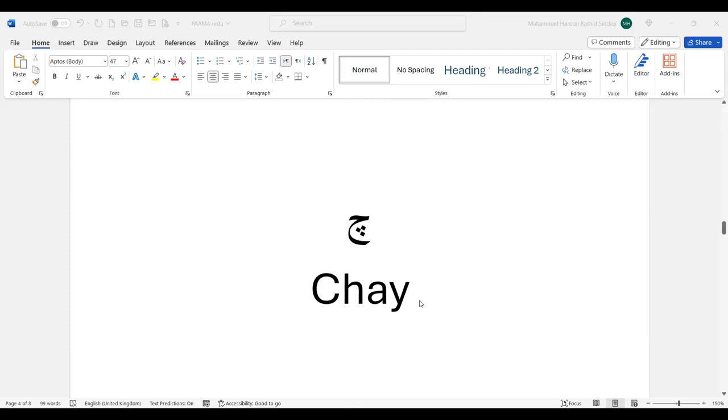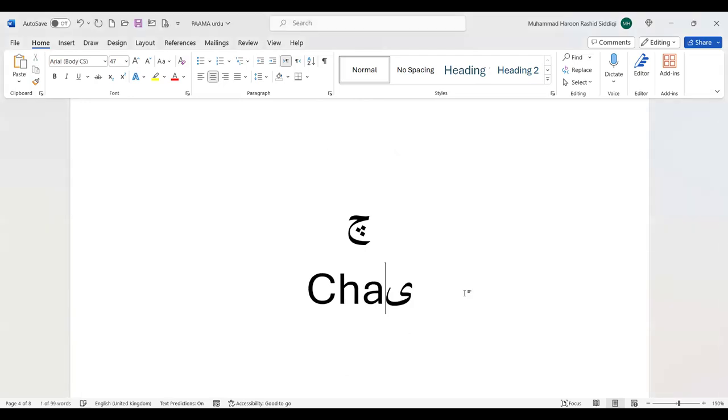Right, very similar to chai actually. The word chai also starts with this letter. So this is a very famous letter, I guess, in the Urdu language. If I was to write chai, I would just put chai in here, and in Urdu it would be like that.